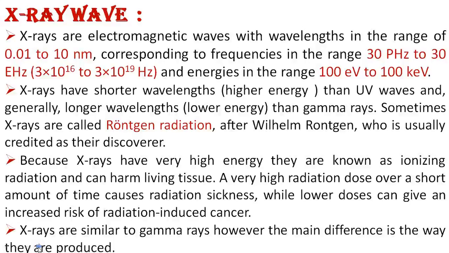Because X-ray have very high energy, they are known as ionizing radiation and can harm living tissues. A very high radiation dose over a short amount of time causes radiation sickness, while lower doses can give an increased risk of radiation-induced cancer. X-ray are similar to gamma rays; however, the main difference is the way they are produced.